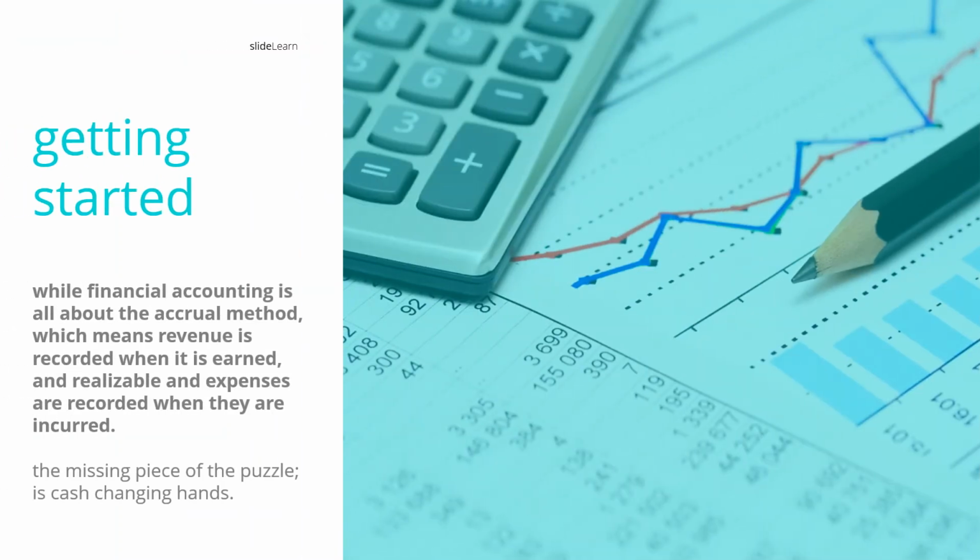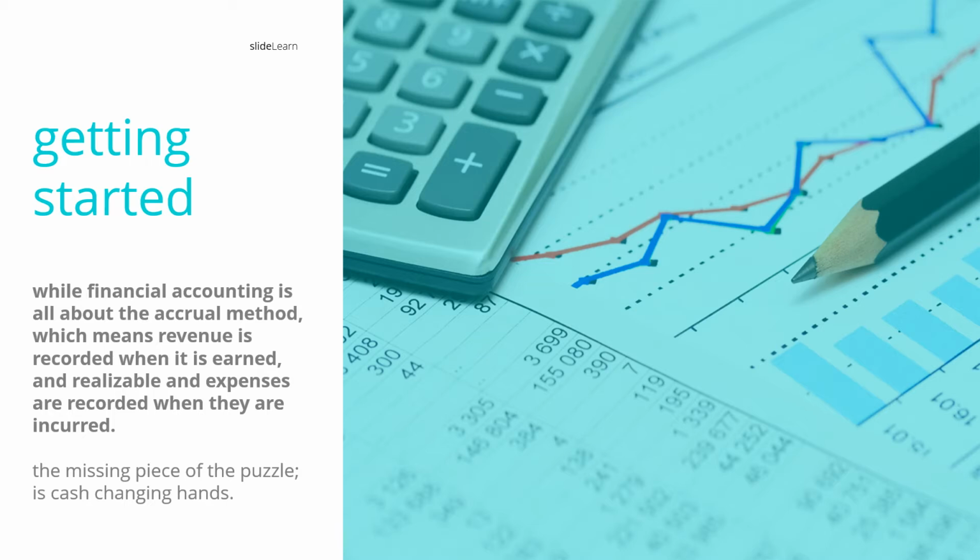While financial accounting is all about the accrual method, which means revenue is recorded when it is earned and realizable and expenses are recorded when they are incurred, the missing piece of the puzzle is cash changing hands. For the users of the financial statements to get a total picture of the health of the business, cash payments and receipts have to be reconciled with accrual transactions. You accomplish this reconciliation by preparing a statement of cash flows.